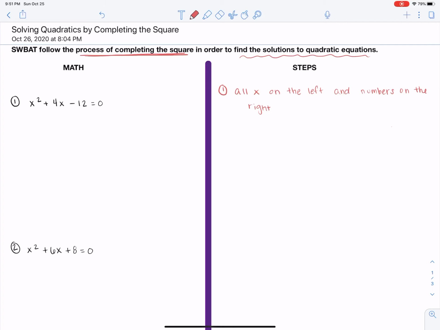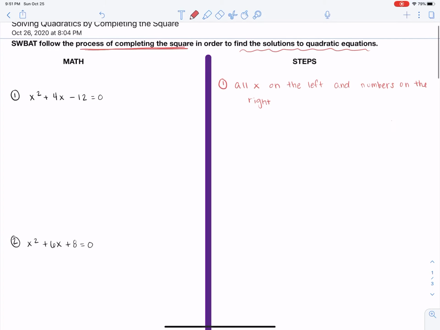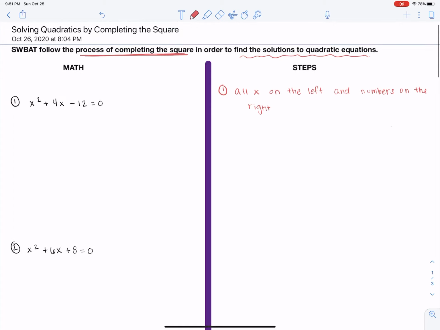So if I look at the first equation that I have, x squared plus 4x minus 12 equals 0. Well, x squared and 4x both have x's, and they're already on the left of the equation. So when I mean left and right, I mean of the equal sign. But the negative 12 is on its own without an x, so it needs to move to the right side. In order to move a minus 12, you're going to add 12. Okay, so I have x squared plus 4x equals 12, because 0 plus 12 is 12.